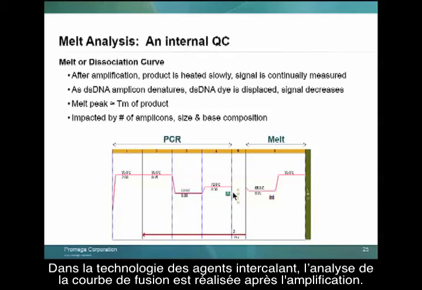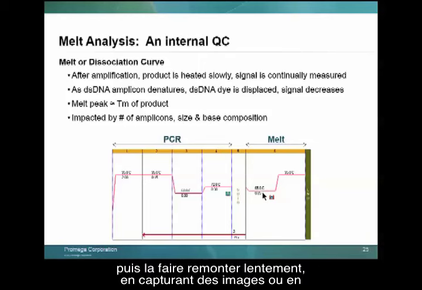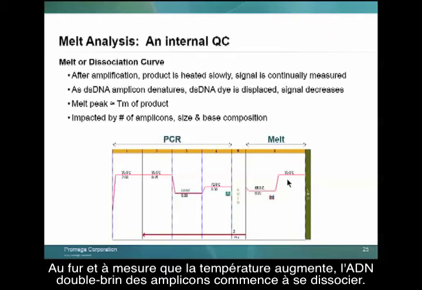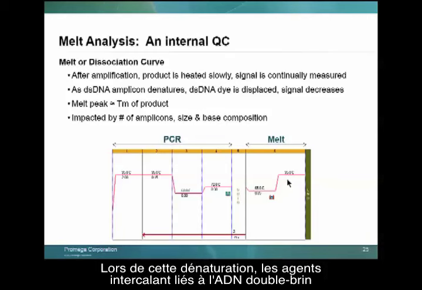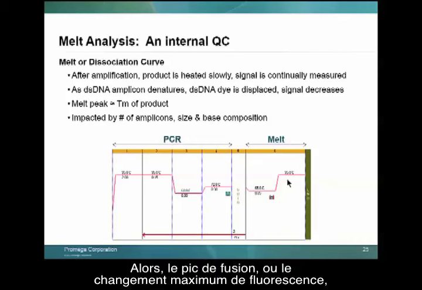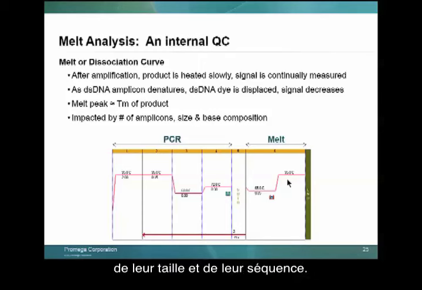For a melt analysis with a dye-based technology, that melt analysis will be performed after amplification. You will ask the software or the thermocycler to drop the temperature of your reaction and then to slowly increase that temperature, taking images or fluorescence measurements the whole time. So as you increase temperature, your double-stranded DNA amplicon will start to denature. As it denatures, the double-stranded DNA binding dye will be displaced and your fluorescent signal will be decreased. So then the melt peak, or the maximum change in the fluorescence, will be the TM of your product. And as you can imagine, this will be impacted by the number of amplicons you have, the size, and the base composition.